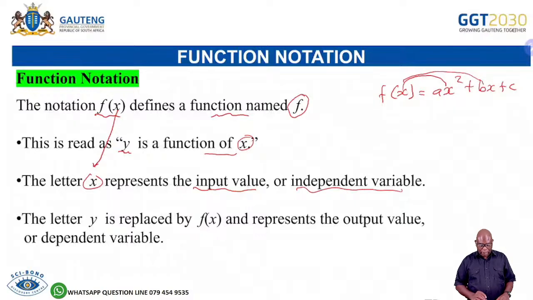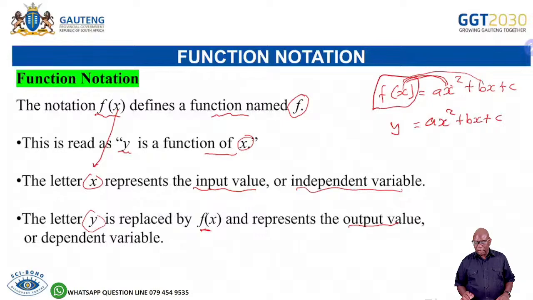And the letter y is replaced by f of x. In other words, this thing here is nothing else but y. And it represents the output. In other words, if I put a value in for x there, what I get is the output, which is going to be the value of y. We also call it the dependent value because it depends on what you have put as an input on your function.